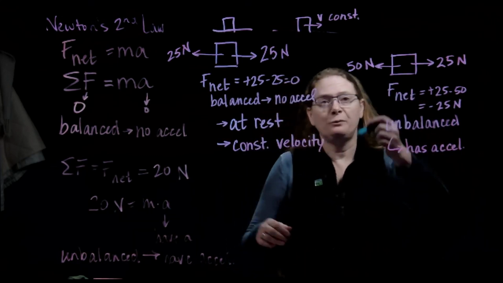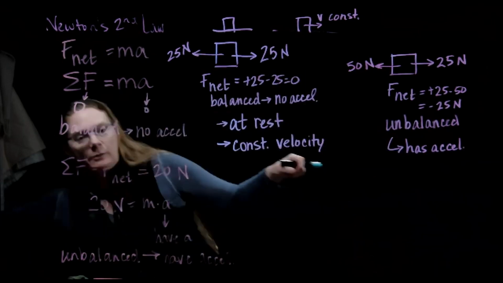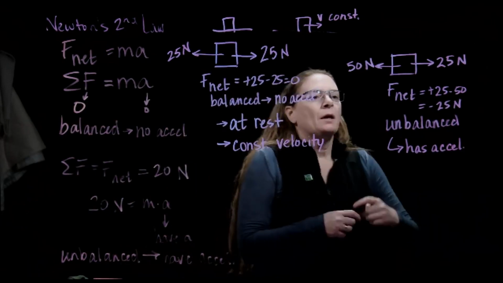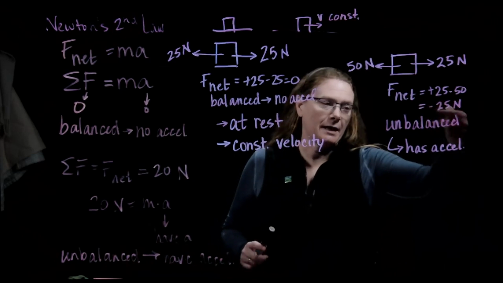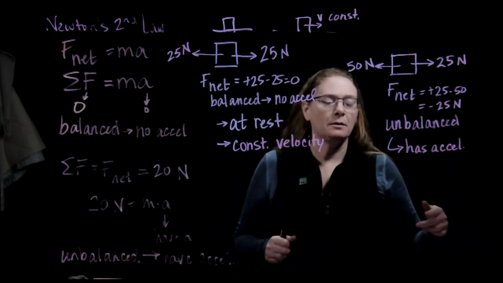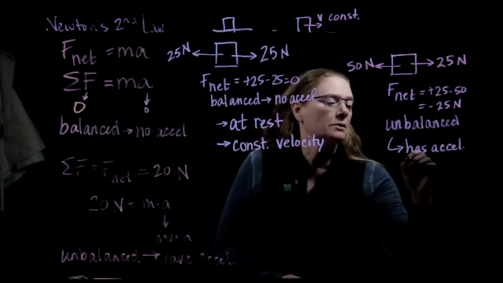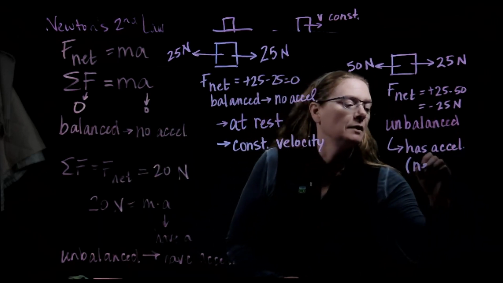If I've got 50 newtons tugging me this way and 25 newtons tugging me this way, I'm going to be accelerating that way. So, also, the net force tells us that. If we have a negative net force, that means the acceleration is in the negative direction. And so, a negative net force, negative acceleration.